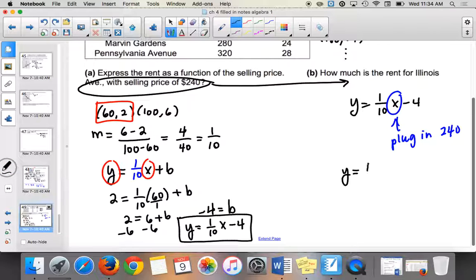So I have y equals 1/10 times 240 minus 4. What's 1/10 of 240? 24 minus 4. So what should the rent be when you land on Illinois? $20. I don't know if that's what it actually is. Is that what it is? Do we know? It's not.